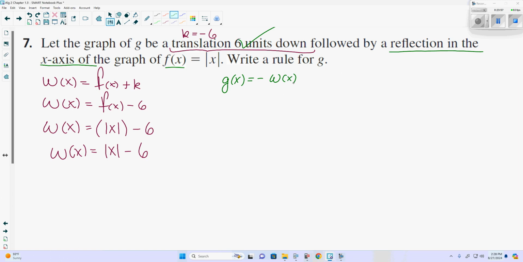So reflection in the x-axis. Reflection in the x-axis. So the ones that we have written on the board, reflection in the x-axis would be negative f of x. But since we're not applying it to f of x, we're applying it to w of x, it would be negative w of x. Questions on this here?